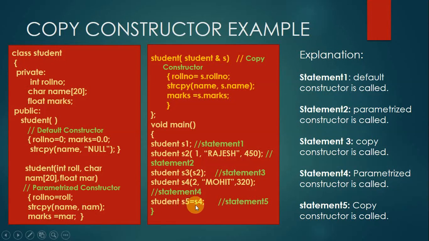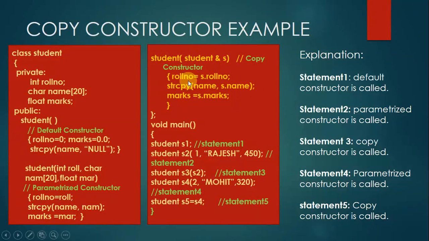Now in the last statement, again I am creating a new object S5 and I am writing S5 equal to S4. This is another way of calling a copy constructor. In this case also, the data members of S4 get copied to data members of S5 and the copy constructor is invoked. So S4 and S will share the same memory space. And when I say roll number equal to S dot roll number, S dot roll number will refer to S4 dot roll number, which is nothing but 2. And this roll number will refer to S5 because this constructor is being called for the object S5.